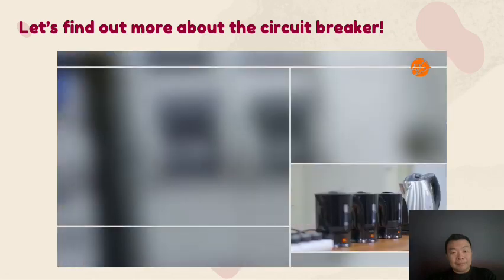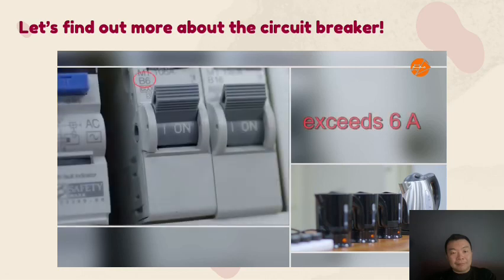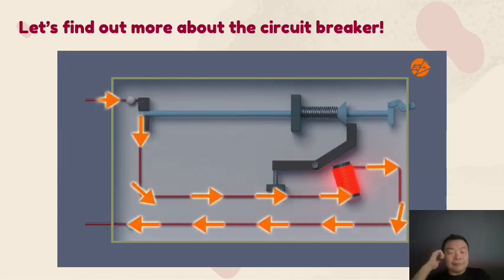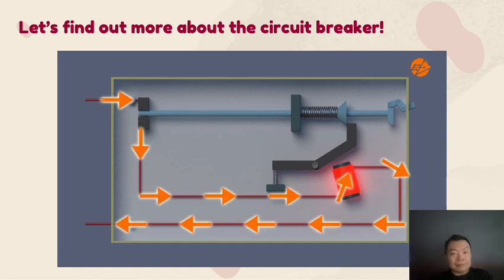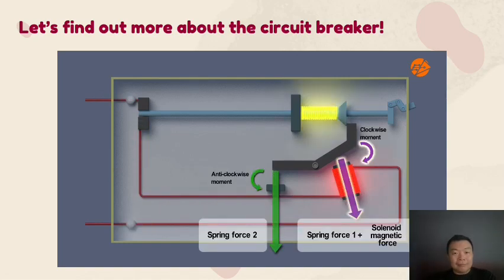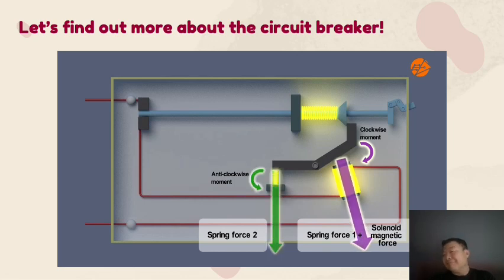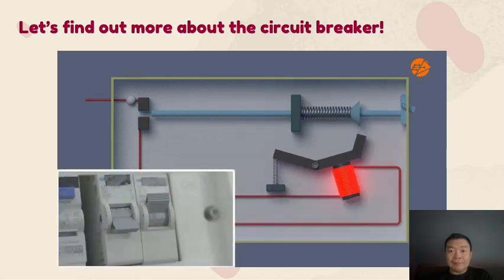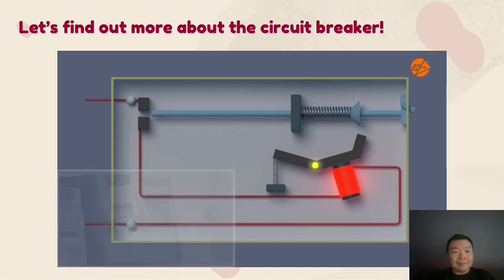When the fourth kettle is connected, the total amount of current exceeds the rating of the circuit breaker. When this happens, the solenoid becomes a very strong electromagnet due to the larger current. At this point, the clockwise movement due to spring force 1 and the magnetic force of the solenoid is greater than the anti-clockwise movement due to spring force 2 about the same pivot. The soft iron latch is attracted to the solenoid and it turns clockwise towards the solenoid about the pivot. The interrupt point is now open and the circuit is switched off.